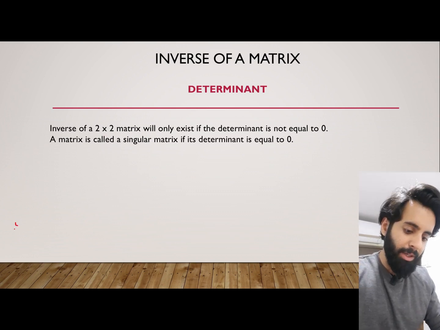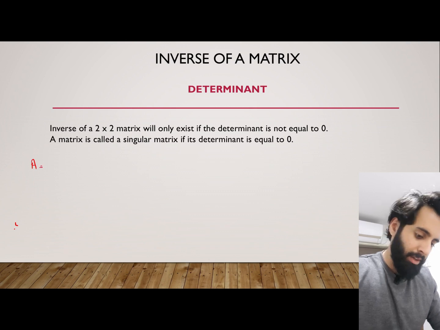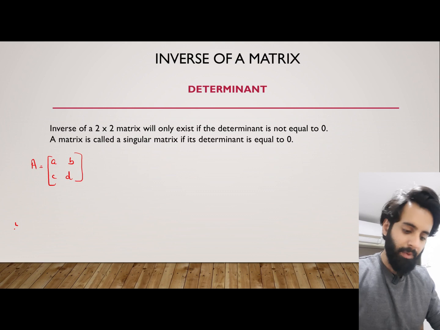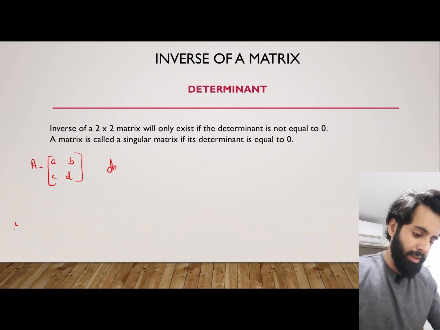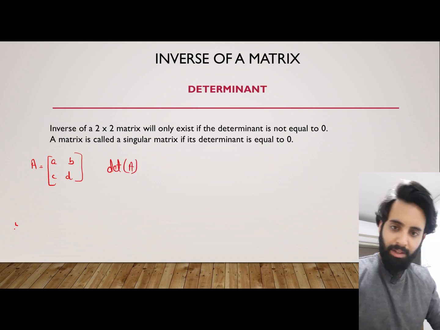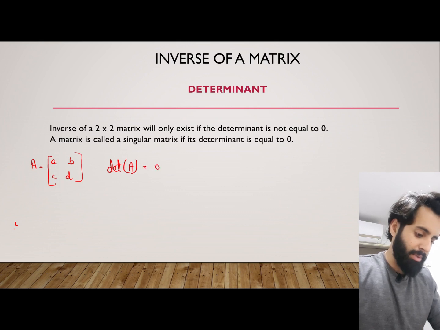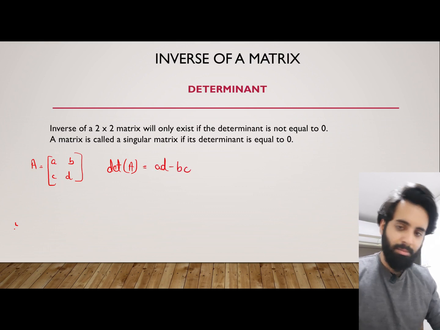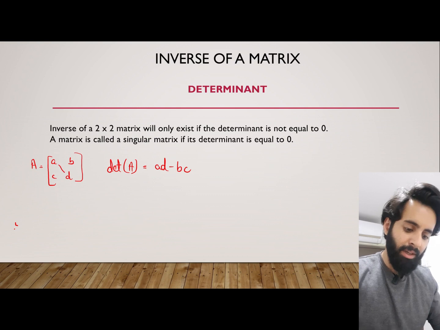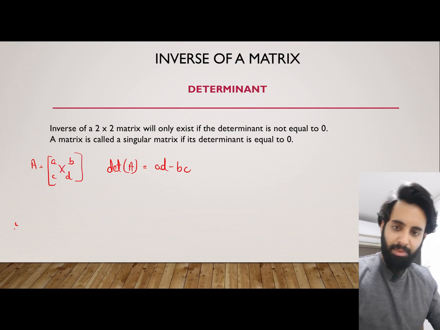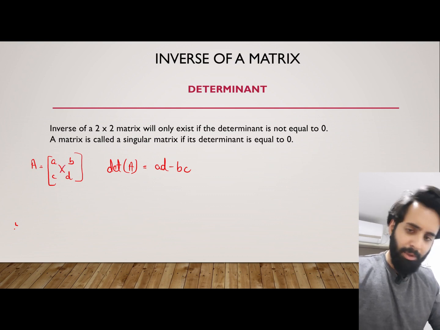If you have a 2 by 2 matrix, let's say A, and to generalize it, let's say its elements are a, b, c and d. Now the determinant of A is usually represented like this. The determinant of A is simply equal to ad minus b into c. That means we're going to multiply a into d and from it we're going to subtract the product of b and c.